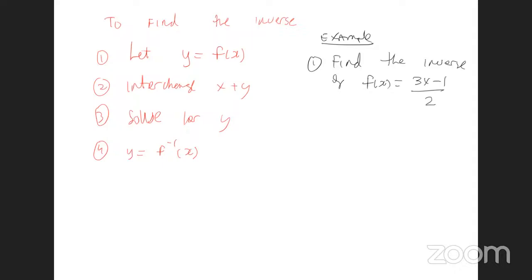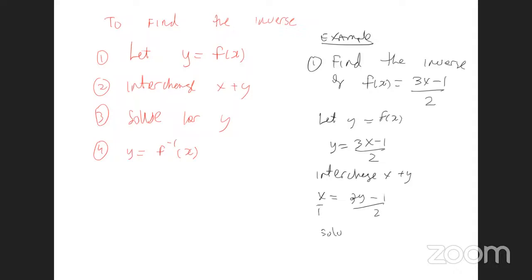Finish. Right? So you should let y equal to f of x. So y is equal to 3x minus 1 over 2. Then we're going to interchange x and y. So x is equal to 3y minus 1 over 2. And then we're going to solve for y.